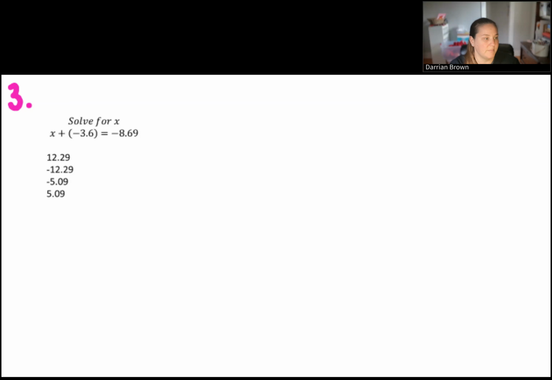So the goal's the same here. We want to get that x by itself. So currently we have a negative 3.6. To undo that, we need a positive 3.6. So we're going to add plus 3.6. Cancels it out on this side, and we're left with x. And y'all tell me what is, we have a negative and a positive number, so we're finding the difference. We need to subtract instead of add. So what's 8.69 minus 3.6?